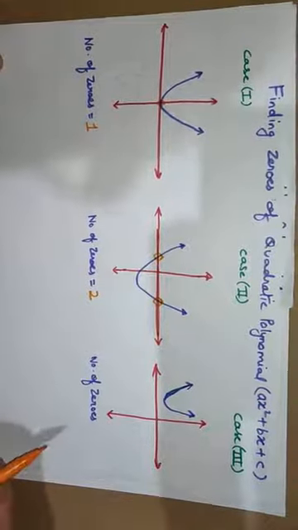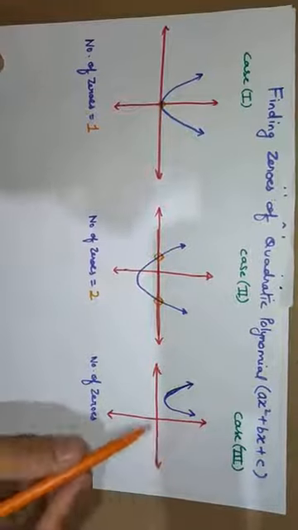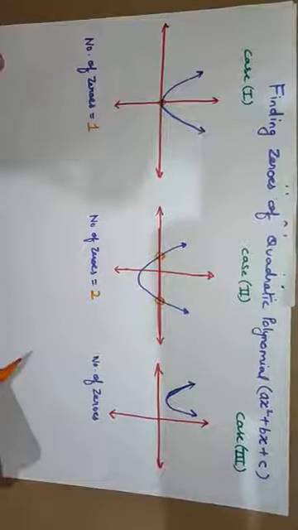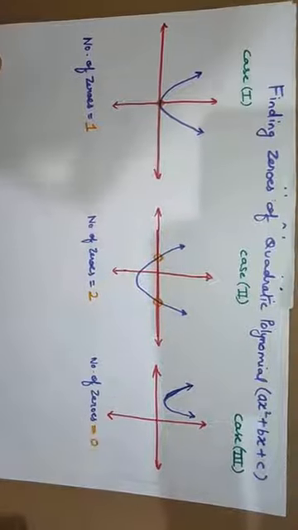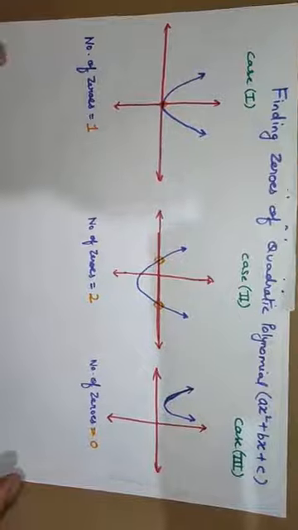Here in the third case, this curve is not even touching the x-axis. So in this case, number of zeros will be 0. There are no zeros in this case.